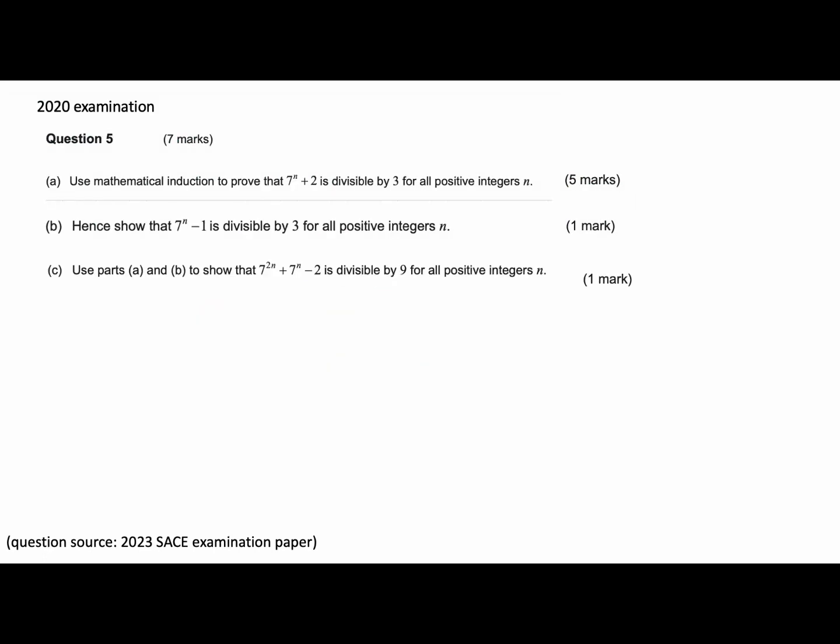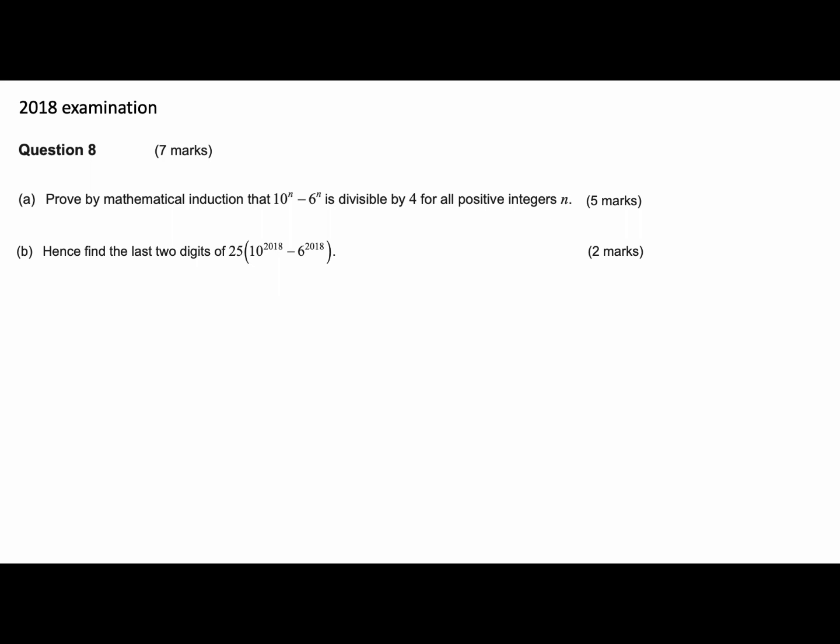This is a 2020's examination question. It does need you to think a little bit outside of the box for the 2 following up questions. And it's 1 mark, another 1 mark. With the 2018 one, for the following up question, again, you need to think a little bit outside of the box, and 2 marks.